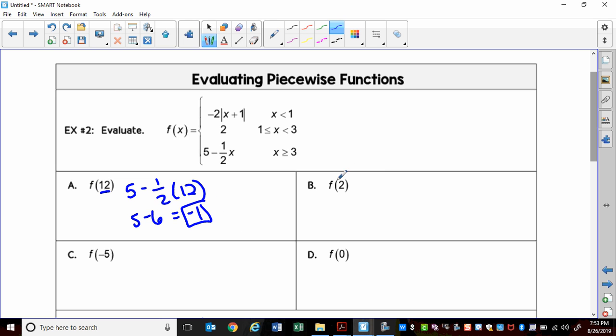Now when x is 2, we can't plug it into this one because this is only when x is less than 1. So it has to be plugged into this one. And really we don't have to do anything, it's just 2.